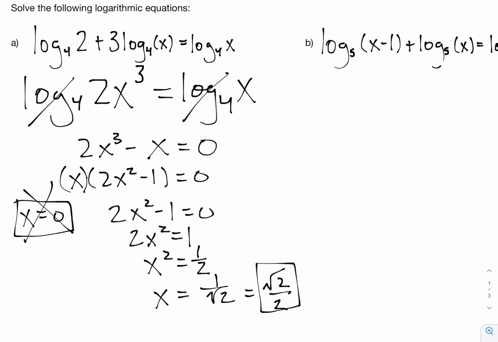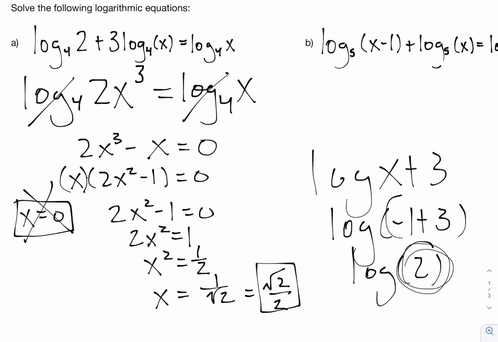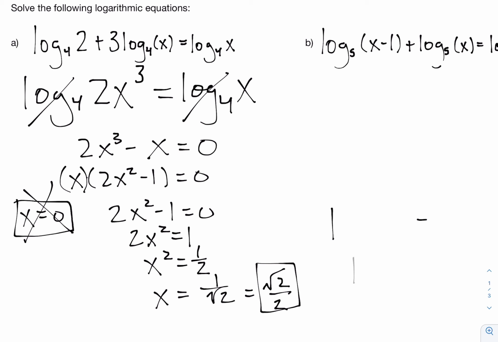And mind you, your value for x doesn't always have to be positive, because let's say we were taking the log of x plus 3. Let's say x was negative 1. This would be the log of negative 1 plus 3. This would still be the log of 2. So the argument as a whole is 2. The x is just negative 1, but your x can be negative in some cases, so just remember that.